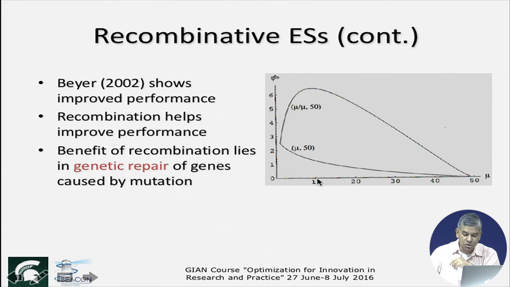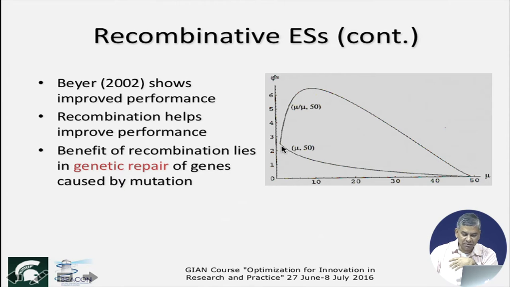So when you have mu equal to 10, that means 10 parents, all 10 are used, and they are, I think, using the intermediate here, if I'm not mistaken. I've not written it here, but it's probably intermediate. So you take all 10 of them, take an average, and then you mutate that 50 times and get 50 different children. That is the algorithm you have, and it's a comma strategy, not a plus strategy.